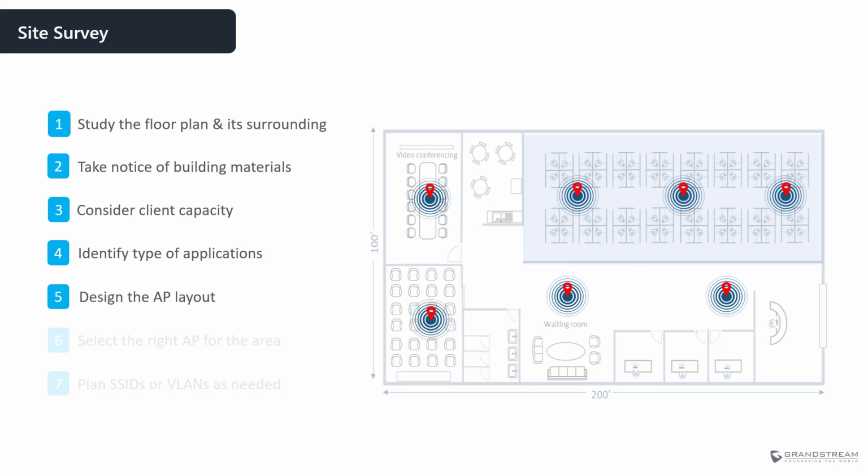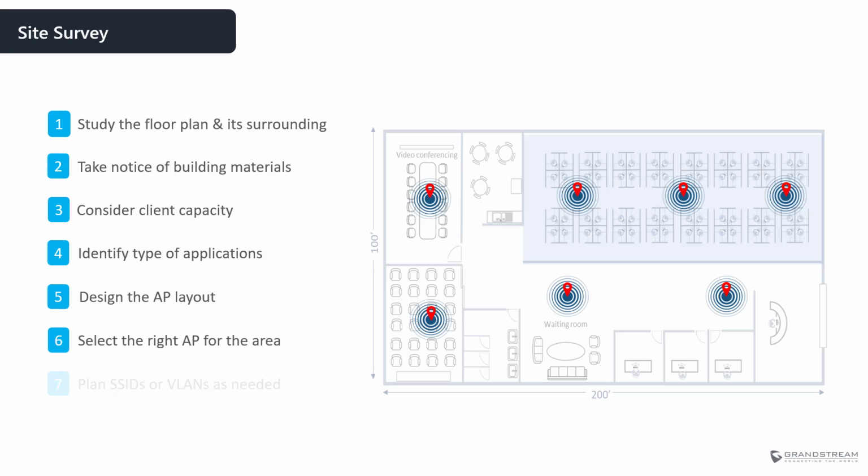So after you determine the variables that we have explained so far, then you can design the AP layout. Of course, you want to cover the entire surveyed area with a strong signal. The floor plan and the collected information can form the basis for determining the optimal coverage and bandwidth needed based on the number and type of wireless clients. For example, in the cubicle area, we can deploy 3 high-density access points to ensure both speed and coverage in that area.